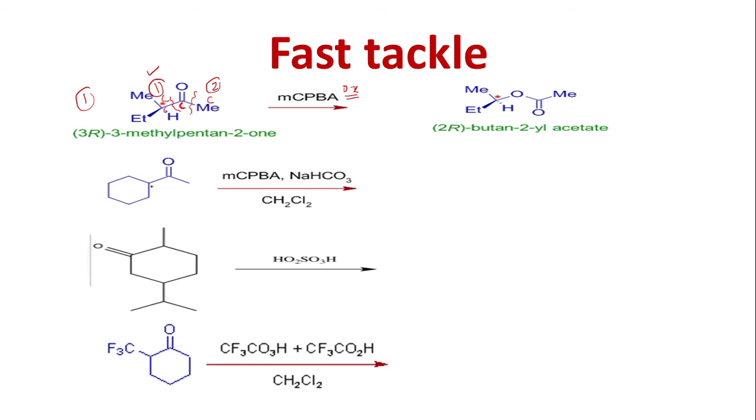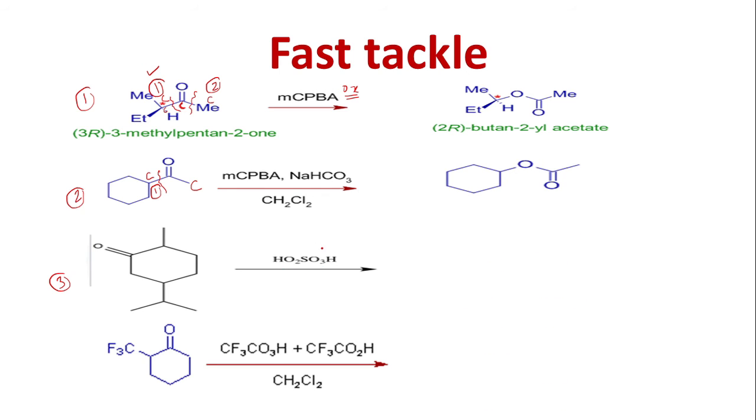Now for this compound, this is the second compound, and here MCPBA is given, so oxygen is inserted. So first of all, here is carbon and here is also carbon. So you have to choose which carbon is more substituted. So carbon number 1 is more substituted, therefore cleavage will occur here and oxygen is added here.